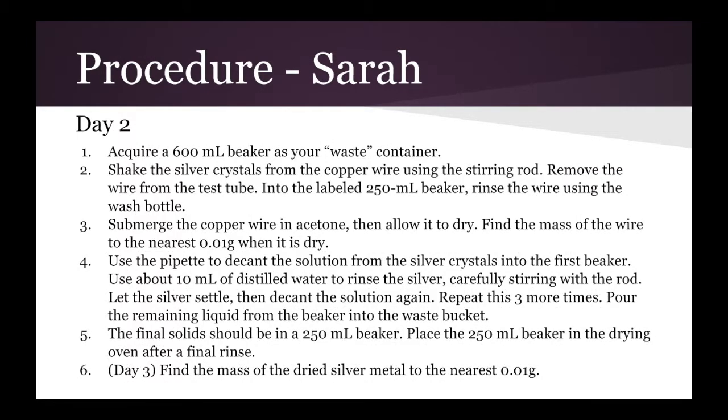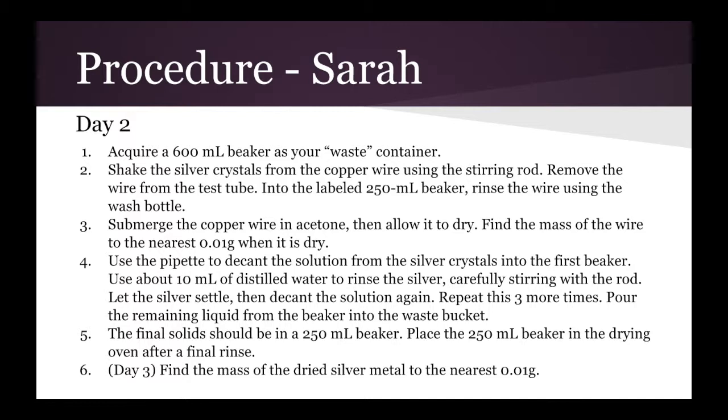Procedure for day 2. Obtain a 600 milliliter beaker as your waste container. Shake the silver crystals from the copper wire using the stirring rod. Remove the wire from the test tube into a labeled 250 milliliter beaker. Rinse the wire using the wash bottle. Submerge the copper wire in acetone, then allow it to dry. Find the mass of the wire to the nearest 100th gram when it is dry.